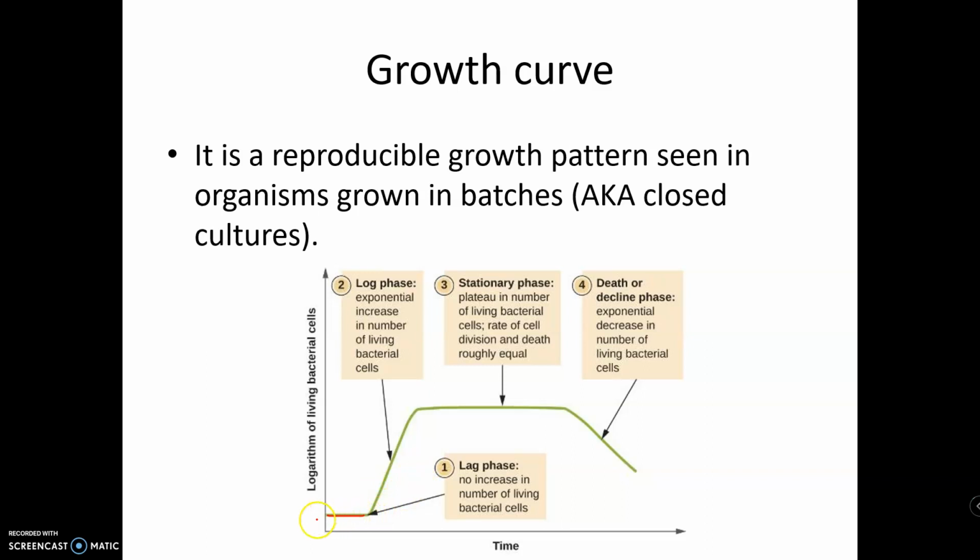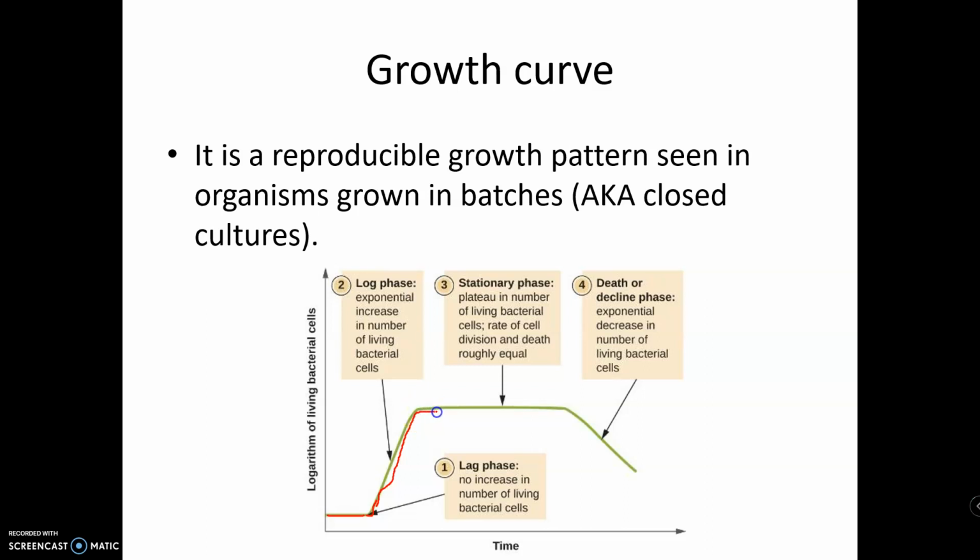Then after that little period of adjustment, we're going to start doubling the population with the generation time. So for E. coli, it's approximately every 20 minutes. For Mycobacterium, it's approximately every 12 hours. Every species has a different generation time, but we're going to enter what's known as the log phase or the exponential growth phase, and that's where the population is doubling every generation time.